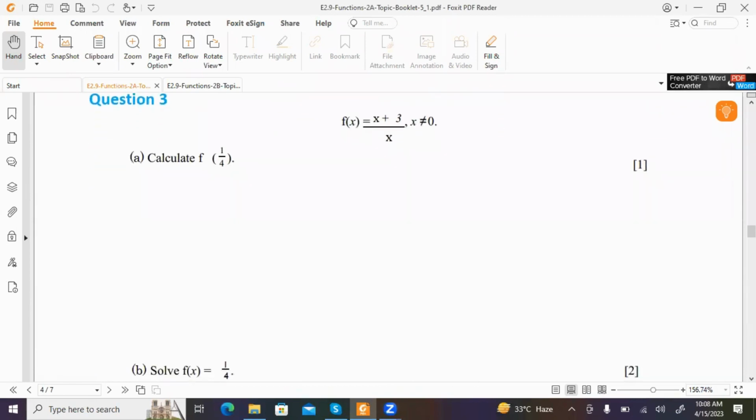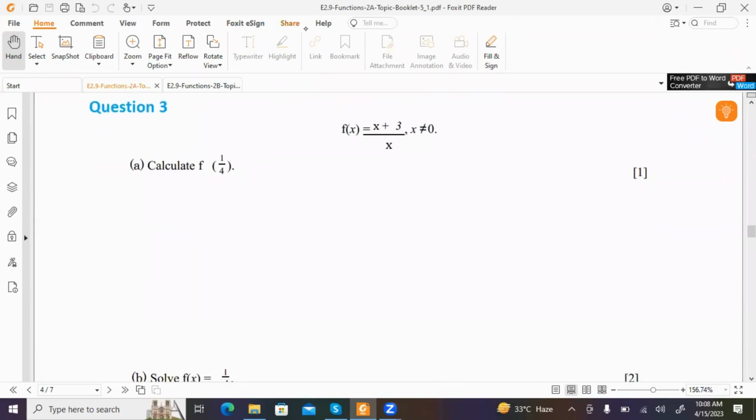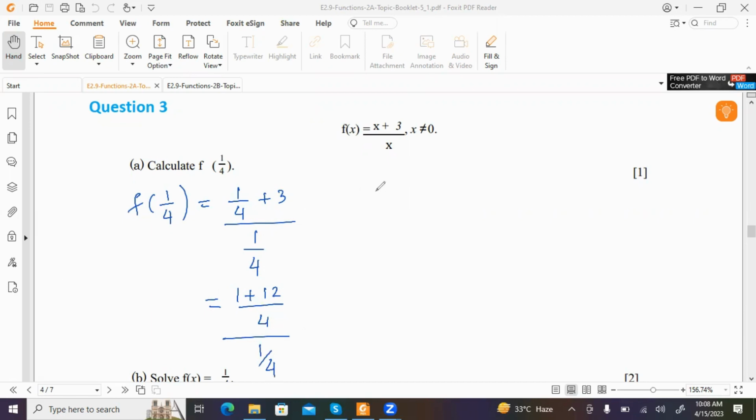Then, okay, so for this fraction, it says calculate f of 104 for this function. Steps are pretty much the same. 104 is the domain for this function, so we replace x with 104 in the fraction. Let's solve the numerator first. So it's going to be 1 plus 12 over 104, which would be 13 over 104. Now I'm going to split this and rewrite it as 13 over 4 divided by 104, since that's easier to understand what's happening.